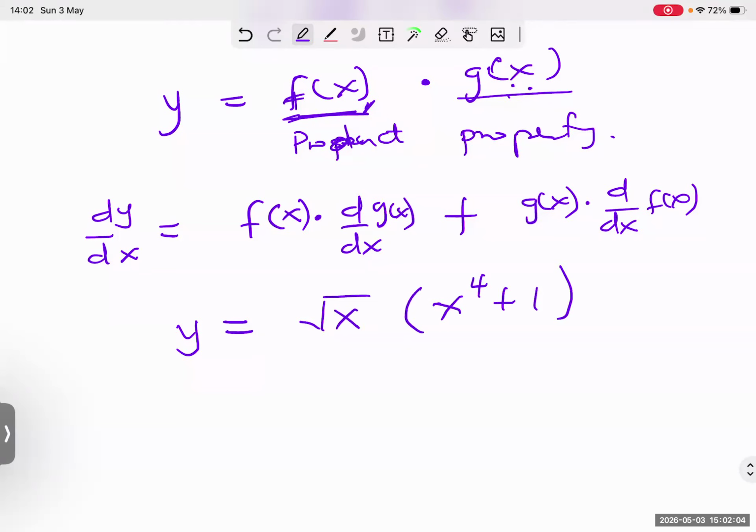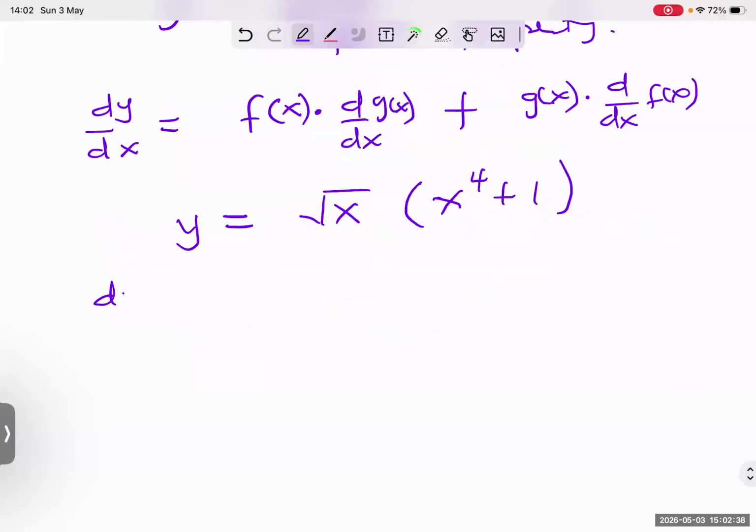Well, here you can expand it and then use the summation property, or you can leave it as it is and treat it as if this is one function times another function, and then use the product rule, or distribute this over what is inside the bracket here. Root of x times this plus root of x times that. If your algebra is not strong, leave it as it is. Treat it as a product of two functions and then use the product rule.